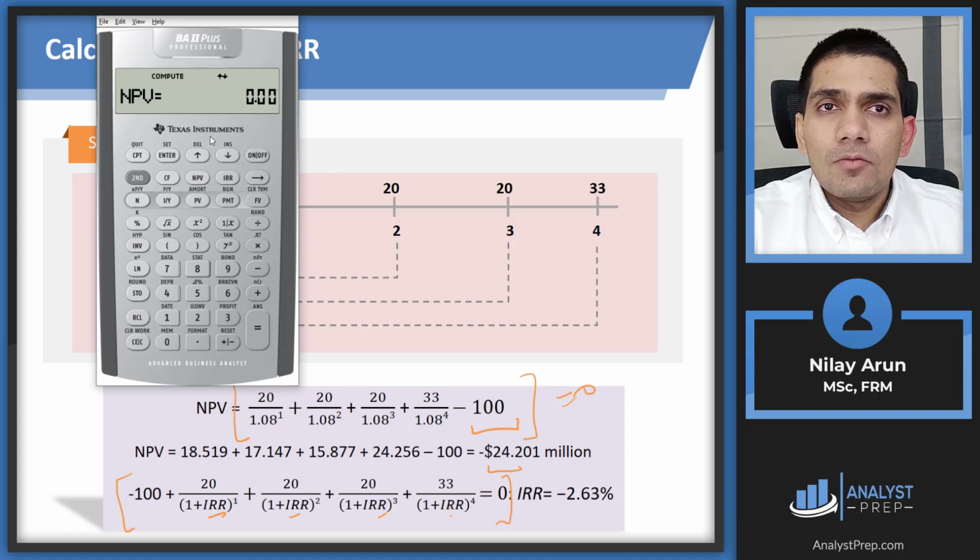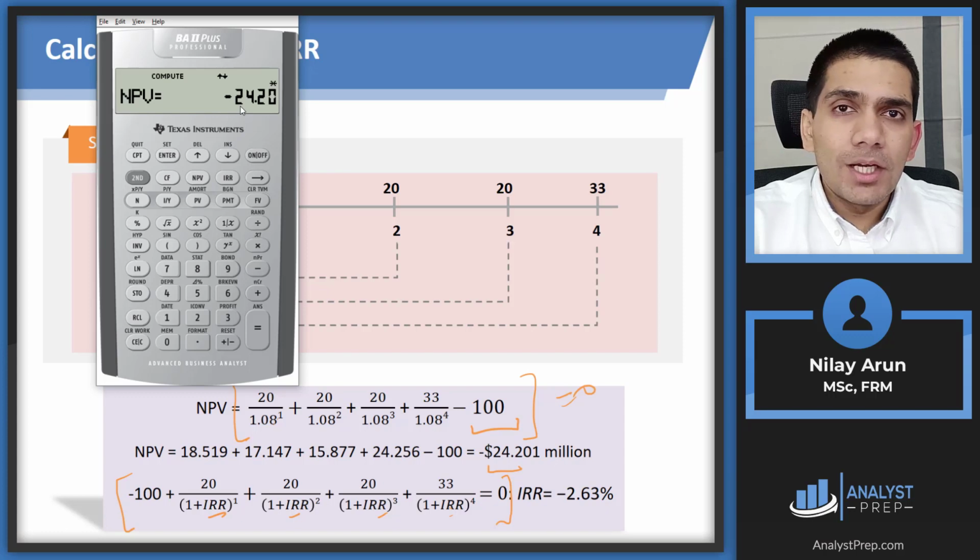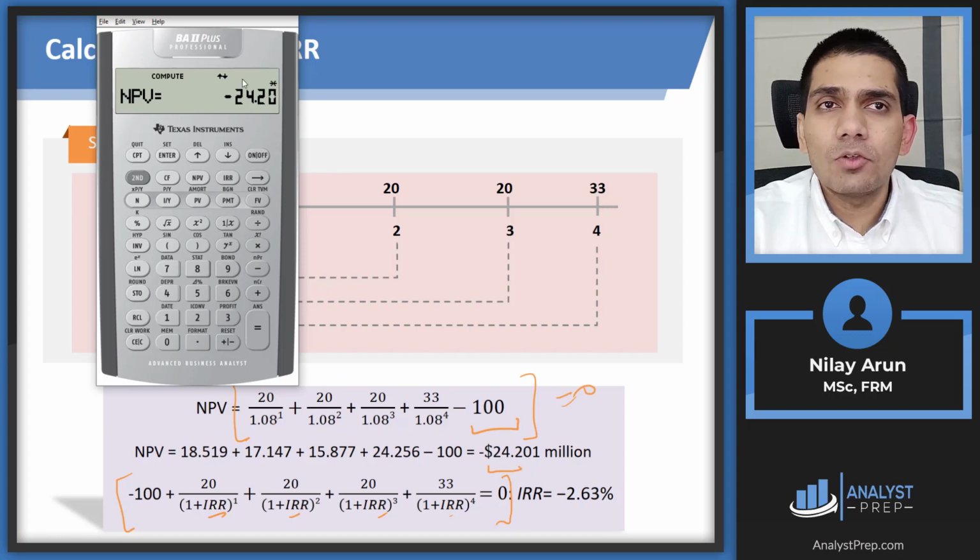Then we go to NPV, press the down arrow, and you see by default it's showing 0. All that you need to do is press compute. And you see it's giving you minus 24.2. That's the same answer that we got here. So minus 24.2 million. We did not have to go through this long drawn process. We simply put in the cash flows and get our answer in one step.